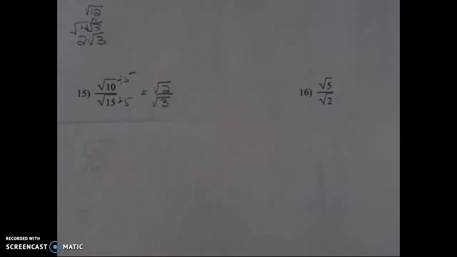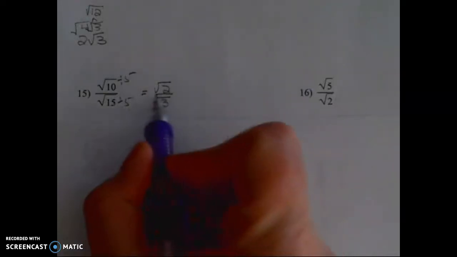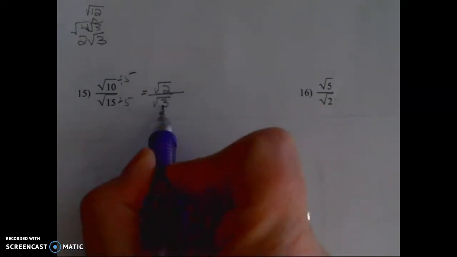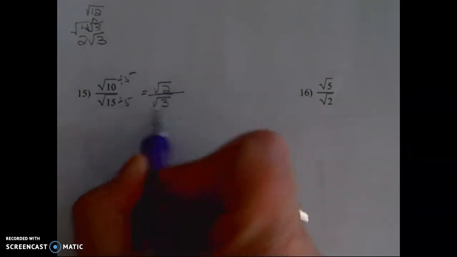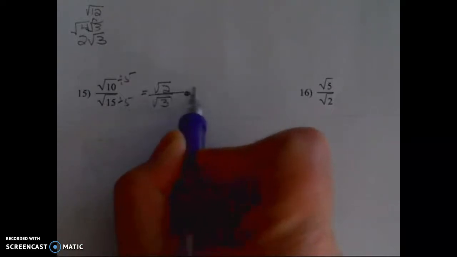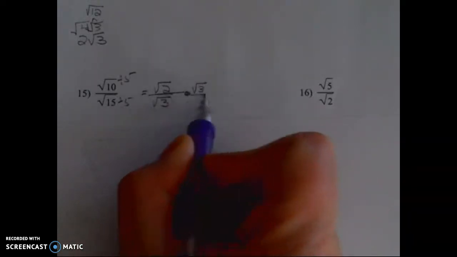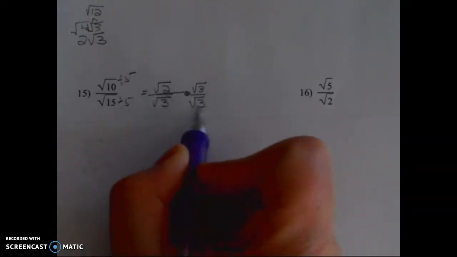Step 3, rationalize the denominator. This is magical. Watch this happen. You want the denominator to be a whole number. So whatever number you have in the denominator, that's the number that you're going to multiply the top and bottom by. Mathematically, it's totally legal because you're multiplying it by 1, so that's okay.